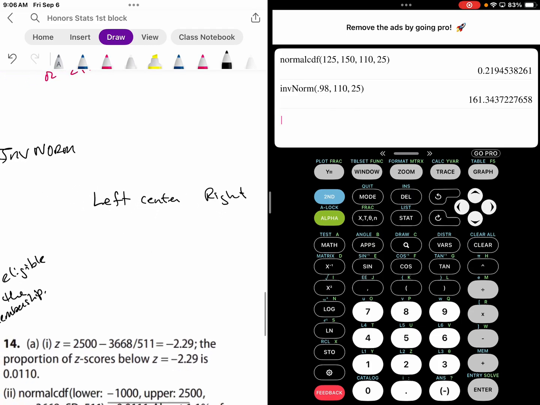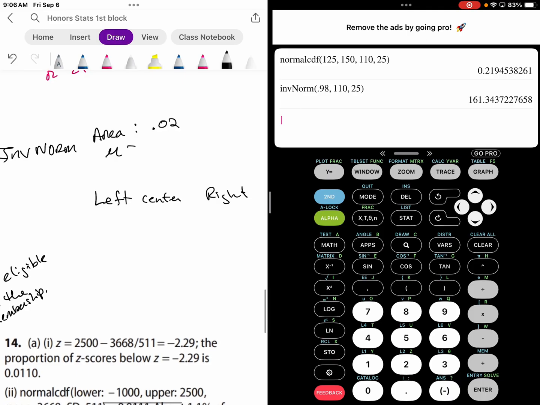So what I want you to do is for the area, put 0.02. For the mean, put our 110. For our standard deviation, put 25. And I want you to arrow over and choose right. Because what that's telling the calculator is I want to find out, hey, that's 2% to the right. And once we hit enter, it should give you the same value, does it? Okay, cool. So if you're using my handheld calculators, you don't have to adjust and make it the 98%. You just got to make sure you say shading to the right on those handhelds.